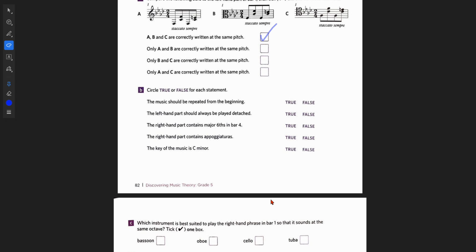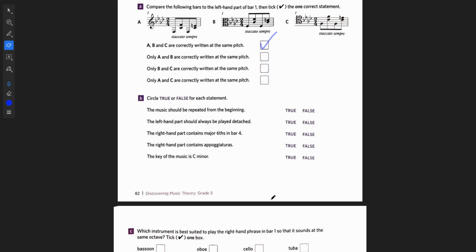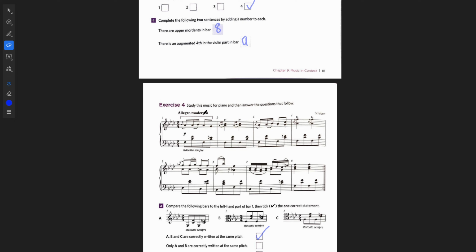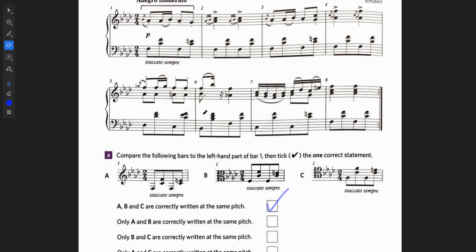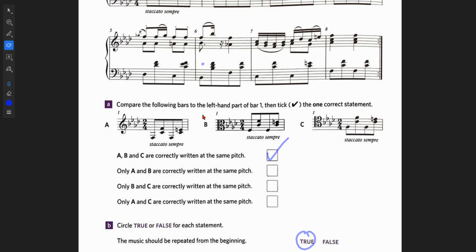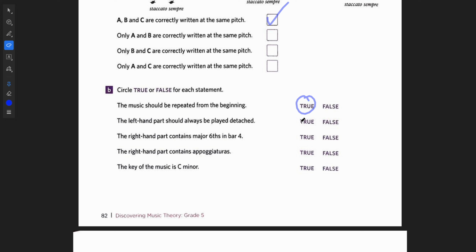Here should be repeated from the beginning. Well, that obviously is true, since there is a repeat mark. The left hand should be always played detached. Staccato sempre. Oh, I don't know what I just did there. Oh no. Yes. It should, that is true. The right hand contains major 6 from bar 7. True.